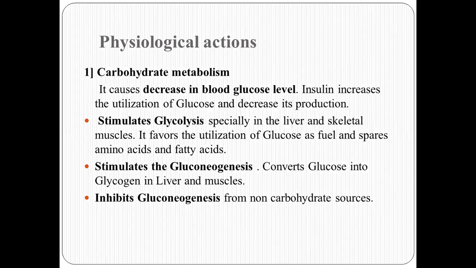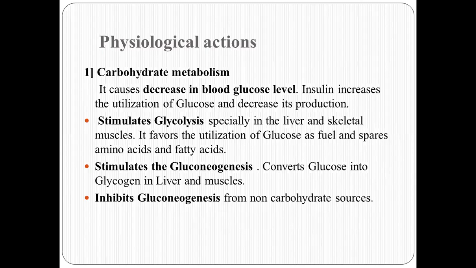How does it achieve this? First, it causes stimulation of glycolysis. Especially in the liver and the skeletal muscle, it causes glycolysis. So it favors the utilization of glucose as a fuel and spares the amino acids and fatty acids. So glucose will be utilized by the cell, whatever glucose is extra will be utilized.